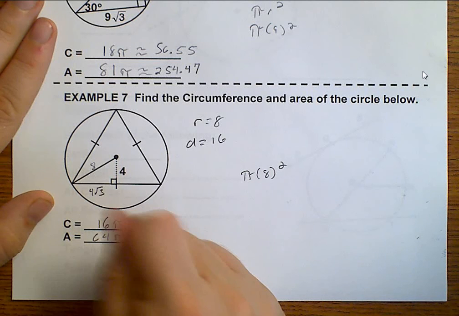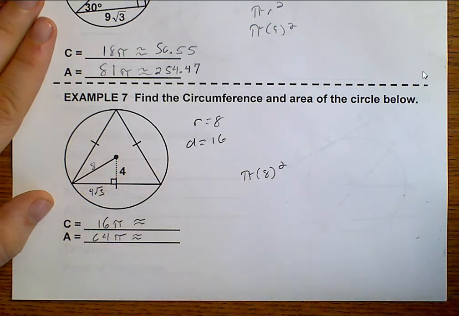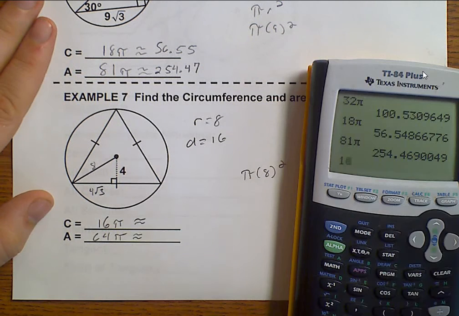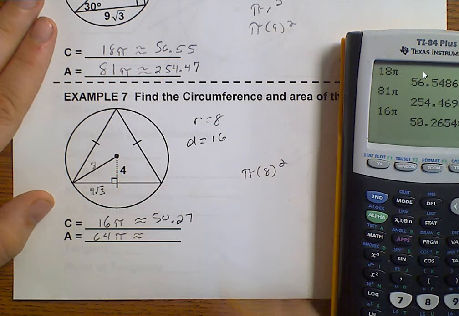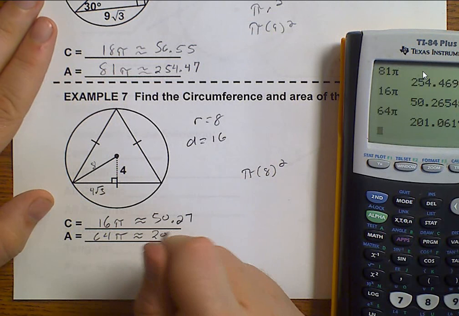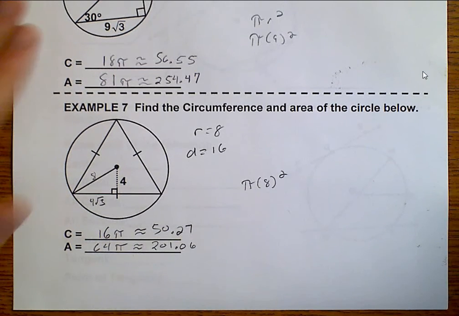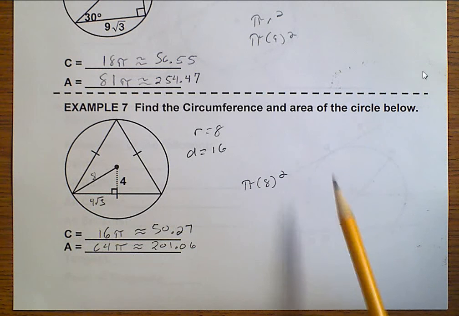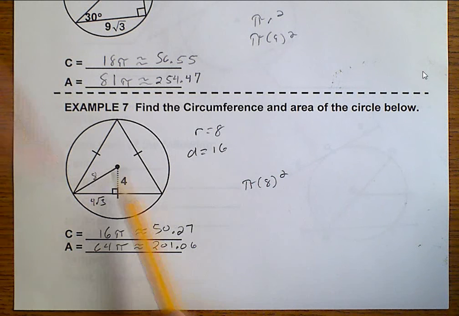Let's go ahead and figure out what these come out to be. 16 pi is 50.27. And 64 pi is 201.06. And so that's example number 7. Okay. Here, we found the radius first and not the diameter.